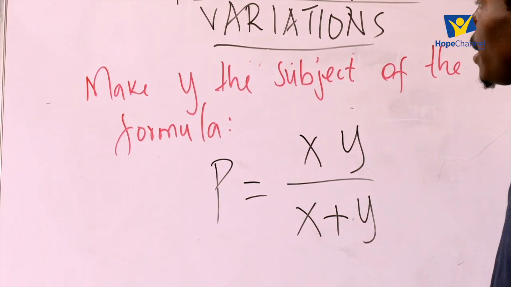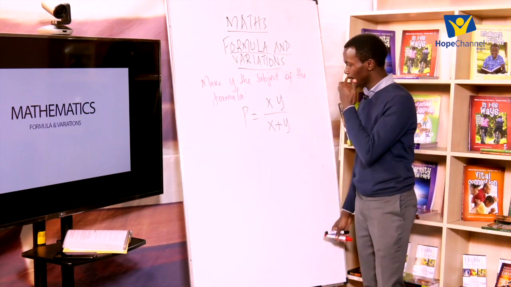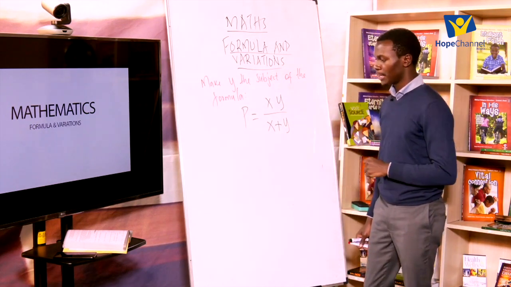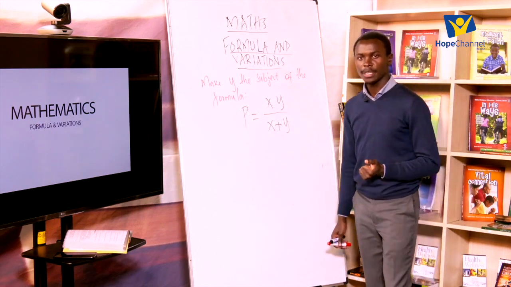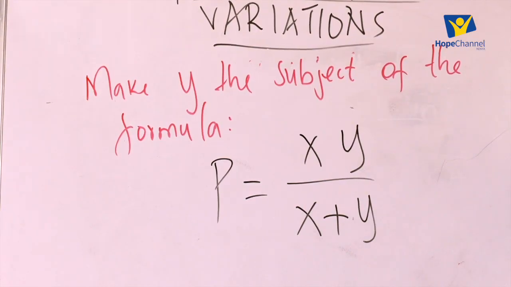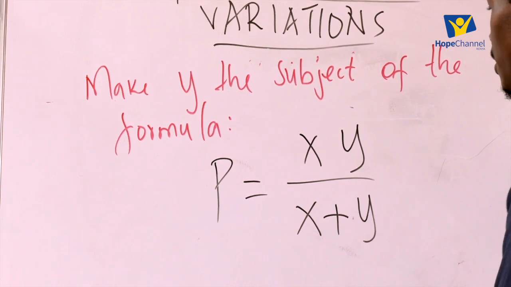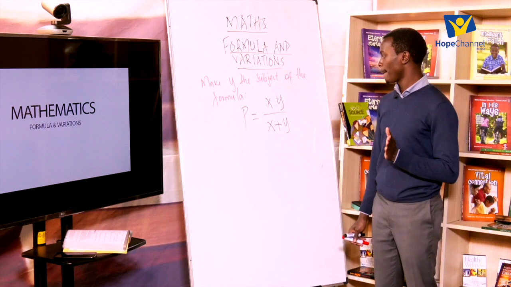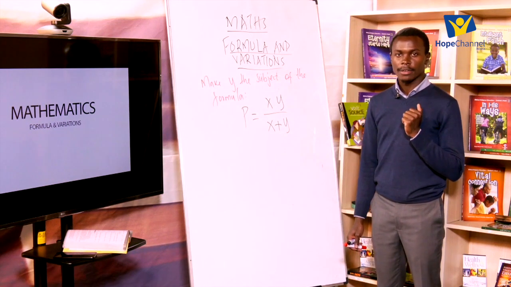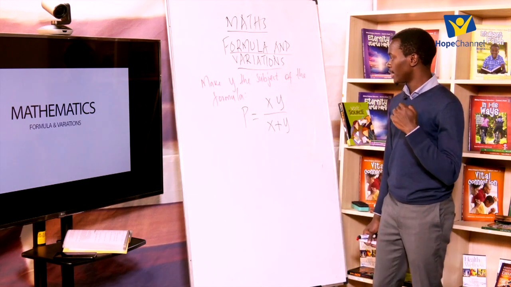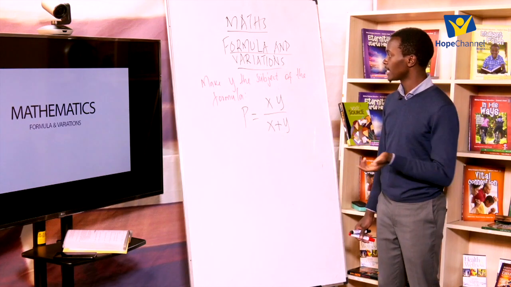So the question is making y the subject of the formula, and that is P is equal to xy over x plus y. Be sure to follow the steps that we've done by cross multiplying, because this one does not have a power or a square root elsewhere. So we're going to simply do the correct multiplication and then correct division and everything, so that you get the correct answer for y.